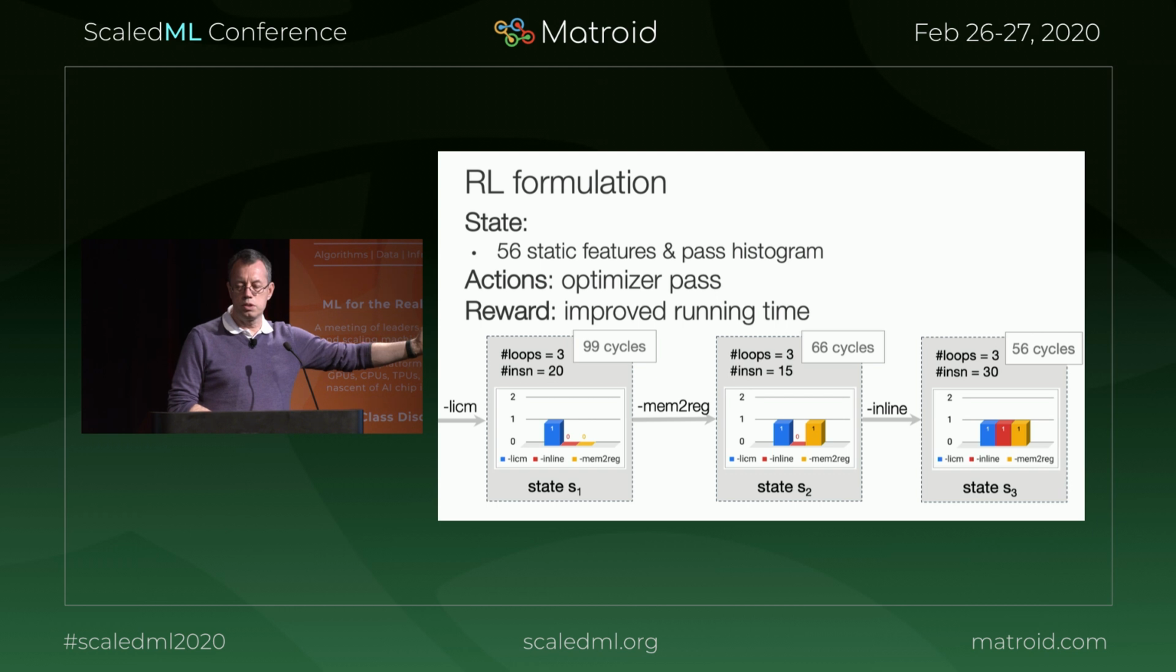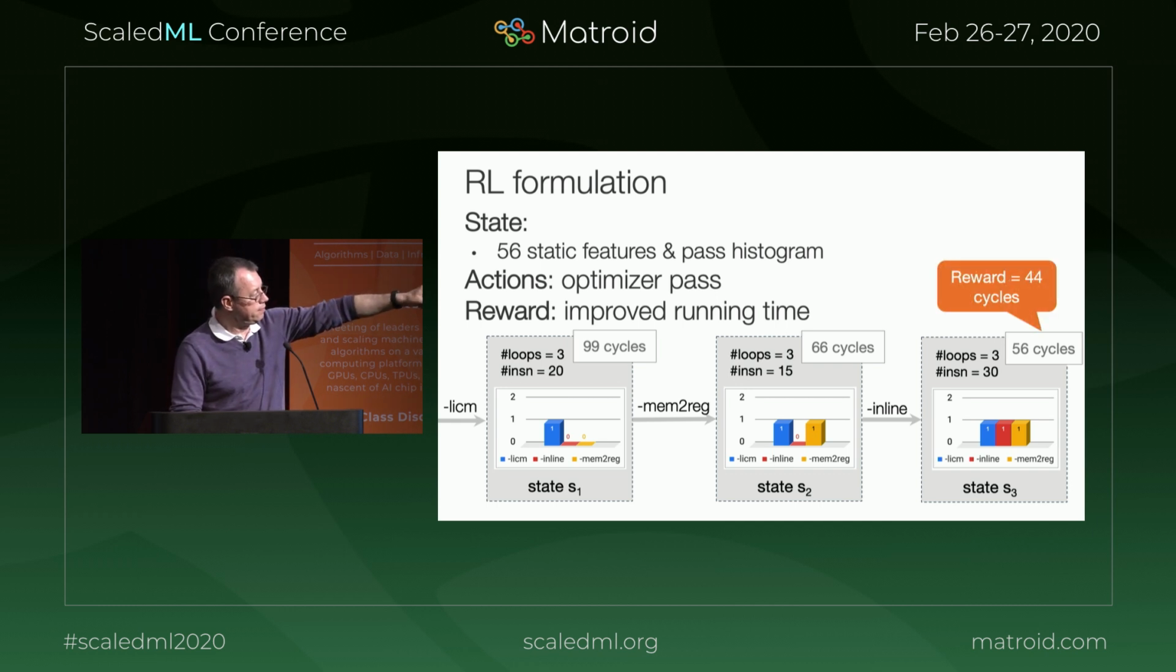While here I am using each optimization pass only once, this is not necessary. You can use an optimization pass multiple times. So you go to 56 cycles, and the reward is 44 cycles because initially it was 100 cycles. Okay, so that's what it is.